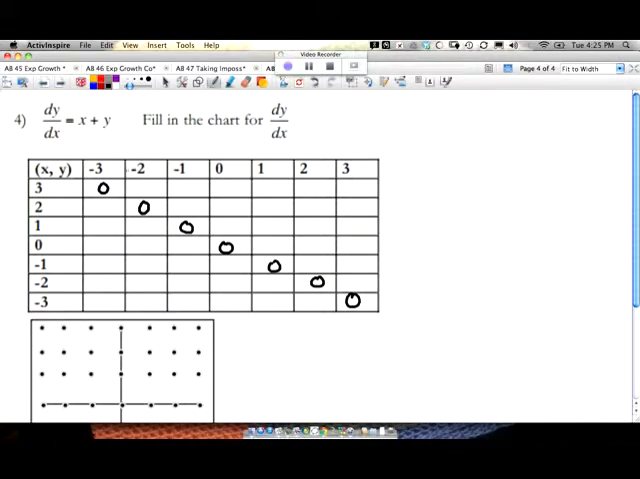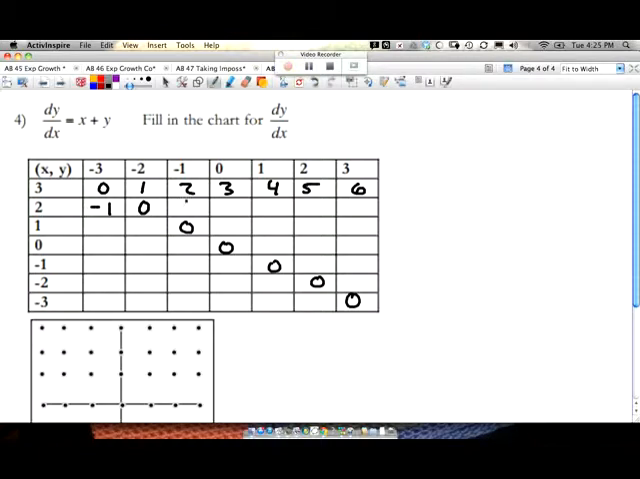Let's go across the top. 3 plus -2, that's 1. 3 plus -1, that's 2. Then 3, then 4, then 5, then 6. Okay, that was kind of a pattern. 2 plus -3, well, that's -1. And we got the 0.